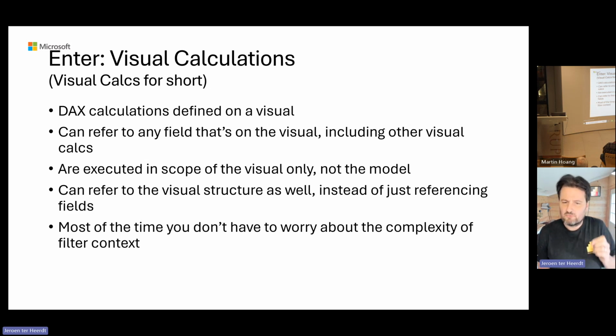Also, they can refer to the visual structure, because suddenly now we have a calculation that's on a visual that understands that a visual has multiple axes, a y-axis and an x-axis, and maybe a legend or a small multiple as another, maybe z-axis, if you will. You want to think about it in a three-dimensional space. Suddenly you can refer to that to lead to very flexible calculations, and I'll show you that in a second.